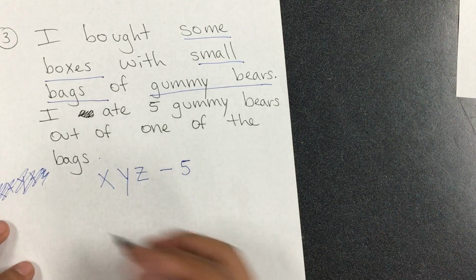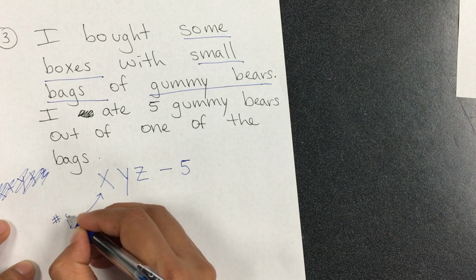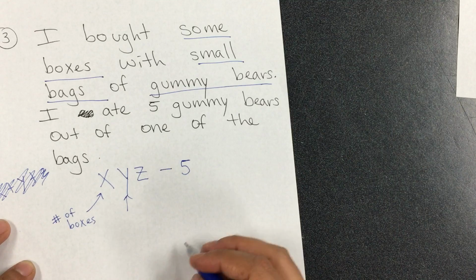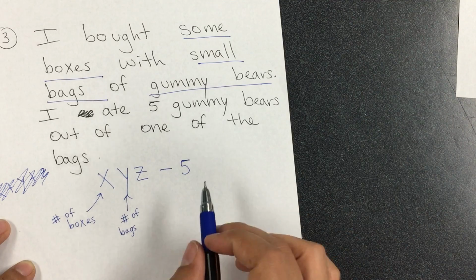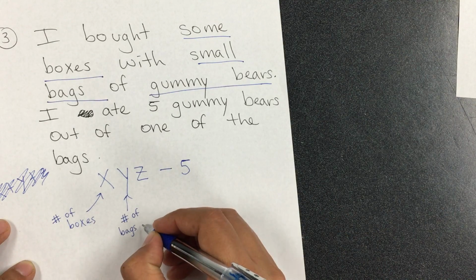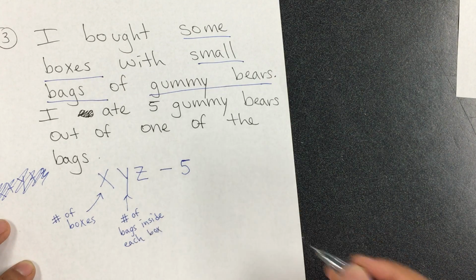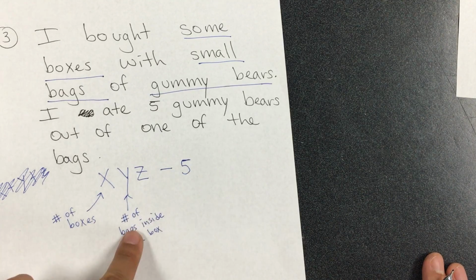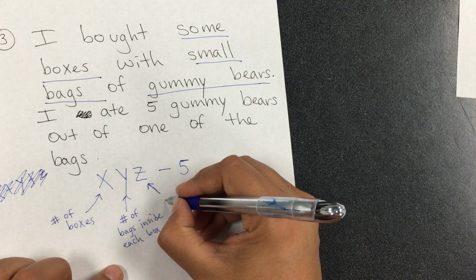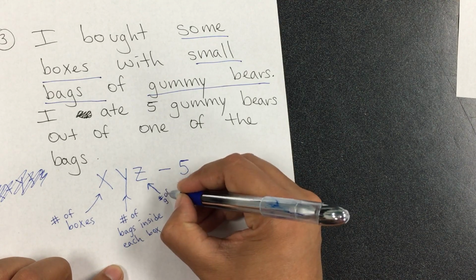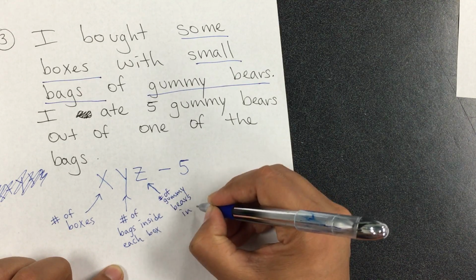Okay? So the X represents the number of boxes. The Y represents number of bags, but not the total bags. It's the total number of bags inside each box. Okay, because each box has the same number of bags. Okay, and each bag has the same number of gummy bears. Number of gummy bears in each bag.